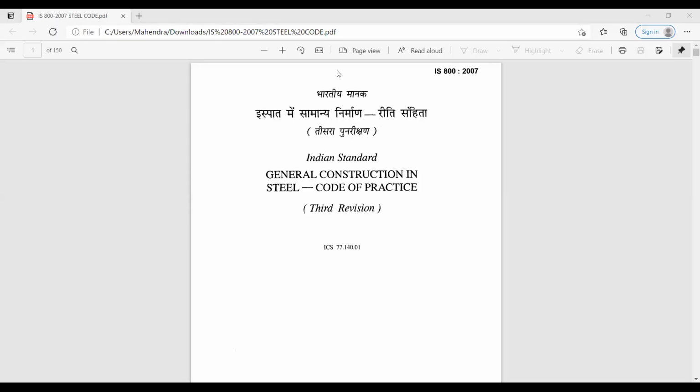See, this is your IS 800 2007 that you are going to use for this semester. That is for the design of steel structure. So this is the steel code. Basically, in this code, there are all the clauses for only steel. For RCC, you have to refer IS 456 2000. But as in this semester you are going to study design and drawing of only steel structure, you have to refer IS 800 2007.